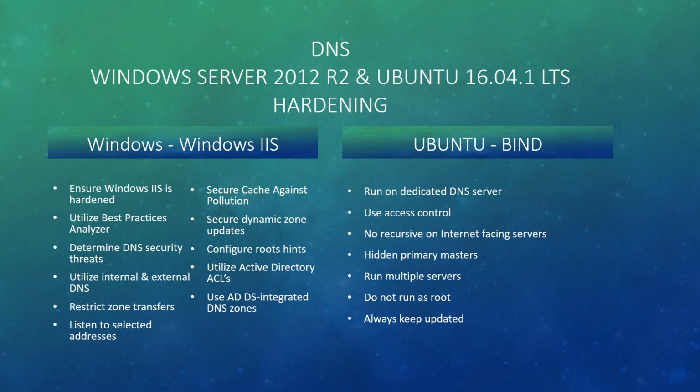You want to also utilize the access controls feature so that recursive queries can be restricted to permitted users only. DNS servers that are facing the internet should not have recursive queries dedicated to them at all. This will help further secure the internal DNS server and the entire network. It is also good to run hidden primary masters in the case a zone becomes overloaded. It will not have a negative effect on the resolver or query process.